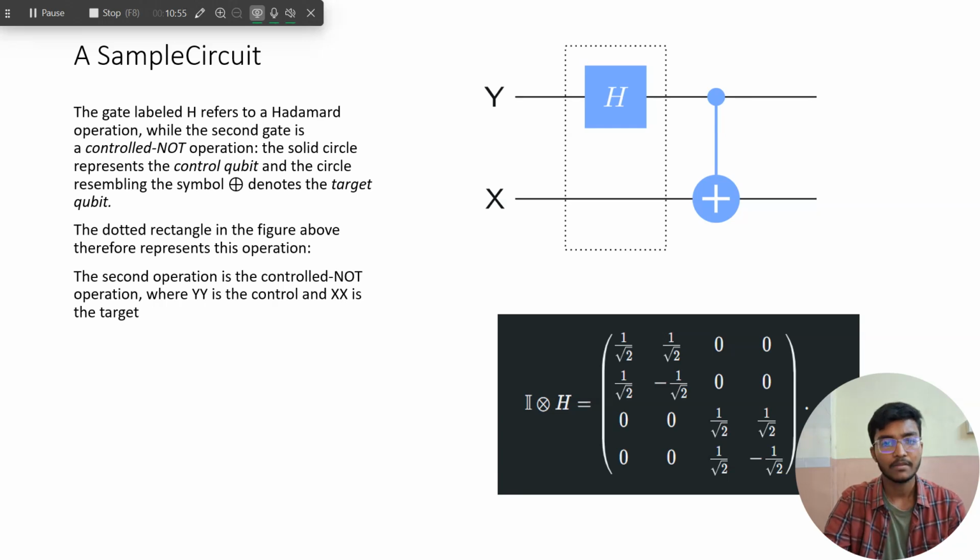We have an example with X and Y. The second operation is the controlled-NOT operation, where Y is the control and X is the target. So we have done two phases of it, first with the H and the second with the controlled-NOT operation. We can see over here that we have I tensor H, which gives 1 upon root 2, 1 upon root 2, 1 upon root 2, then minus 1 upon root 2. So this happens in a state where we can find this matrix.